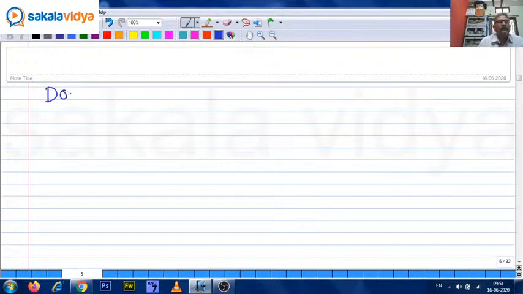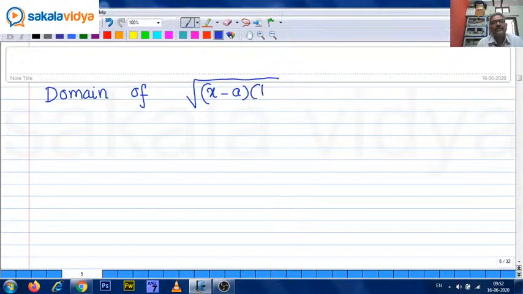Next, domain of root of x minus a multiplied by b minus x. Domain of root of x minus a into b minus x, where a less than b. Okay.